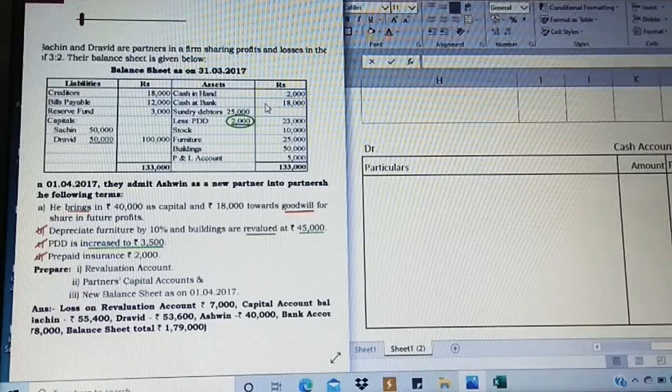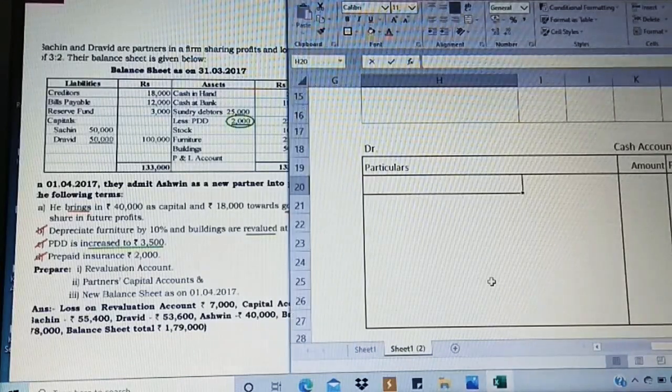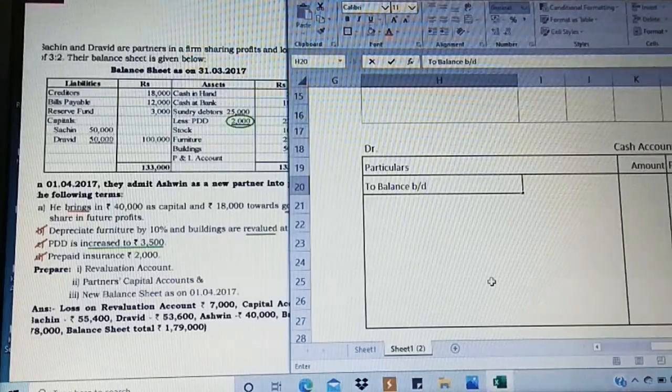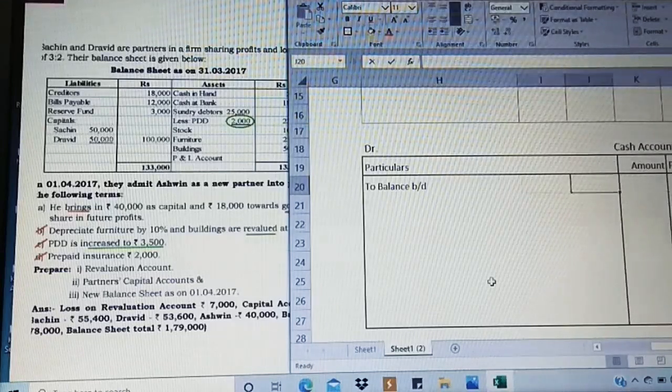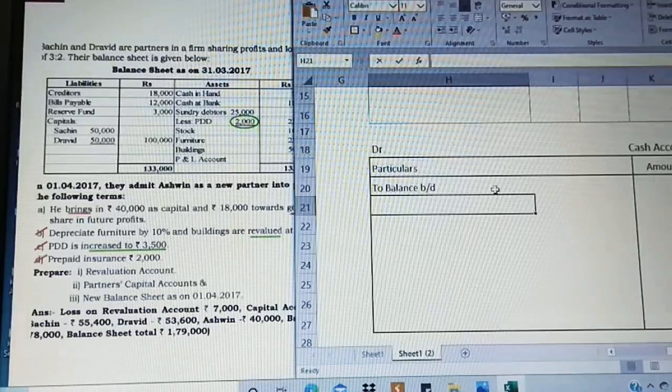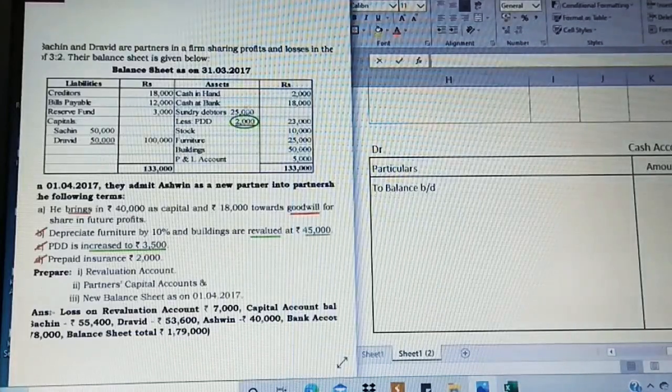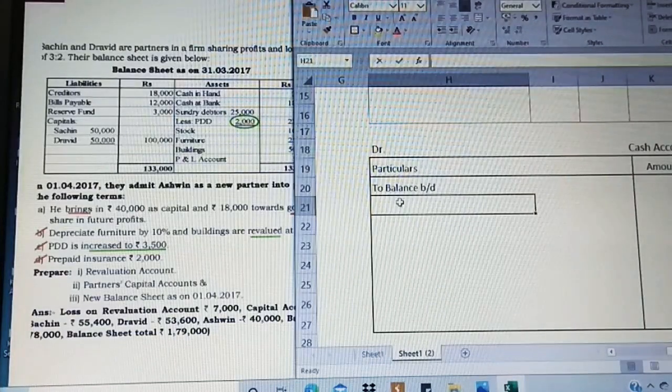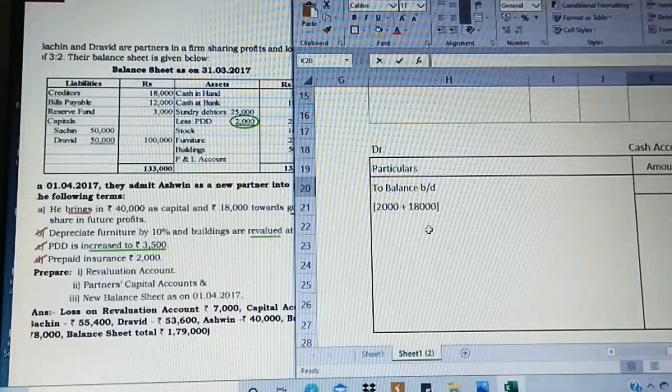See, as it is on the asset side, credit side, it should always be posted on the opposite direction. So I'm going to take it as opening balance on the debit side. And just observe, to balance brought down. The value what I'm going to take, let me just show you people. The value what I'm going to take is from the question, it's 2000 plus 18,000. So I'm just going to write it in the bracket, 2000 plus 18,000. So it gives me total as 20,000. This is the first step which we need to do.